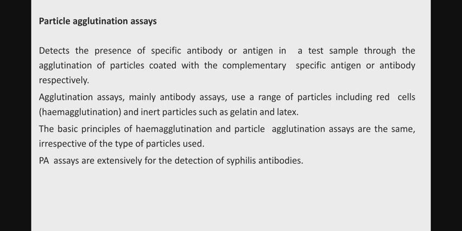The particle agglutination assays detect the presence of specific antibody or antigen in a test sample through the agglutination of particles, which are coated with the complementary specific antigen or antibody respectively. Agglutination assays, mainly the antibody assays, use a range of particles including red cells, so that is the hemagglutination, and inert particles such as gelatin and latex. The basic principle of both the hemagglutination and particle agglutination is the same, irrespective of the type of the particles used. The particle agglutination assays are extensively used for the detection of syphilis antibodies.